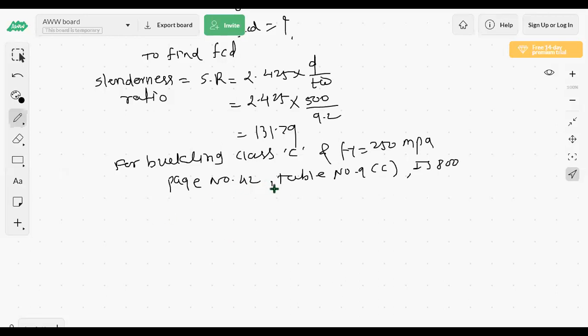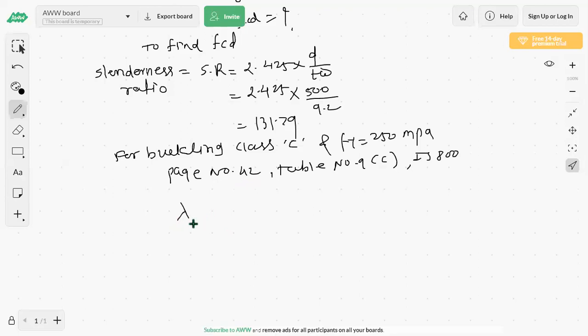Okay, on Table 9C, page number 42 of IS 800, for lambda, the slenderness ratio, and FCD. Our slenderness ratio is 131.79. So for 130 and 140, here 131.79, this is lambda 1, this is lambda, this is lambda 2.